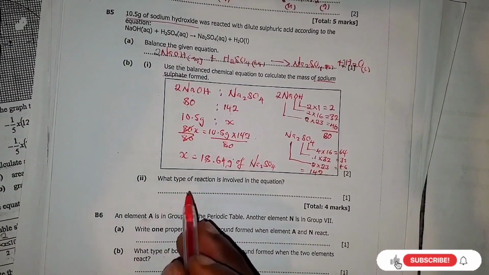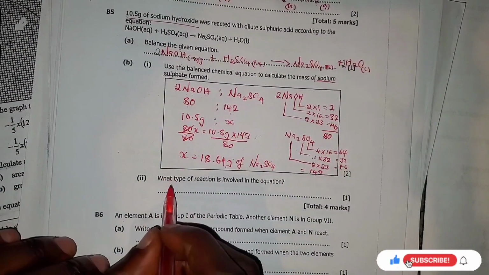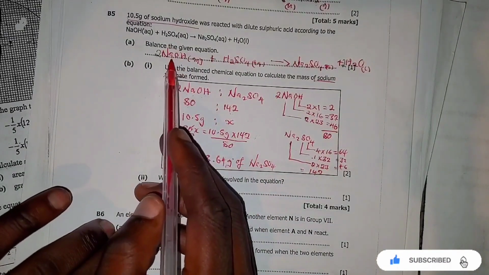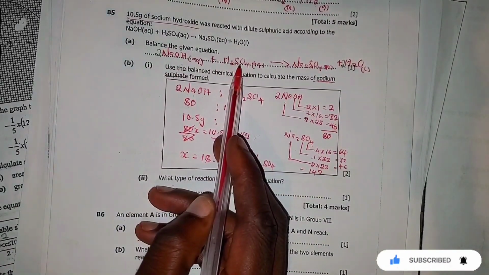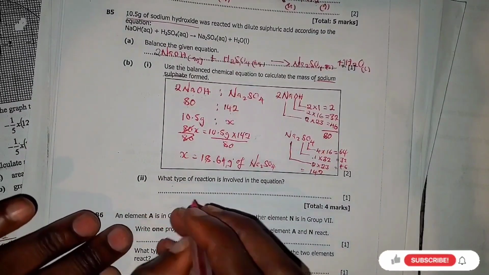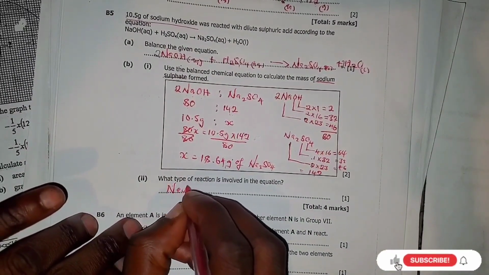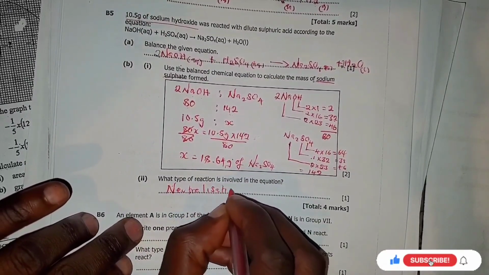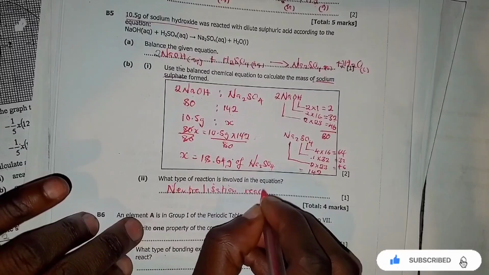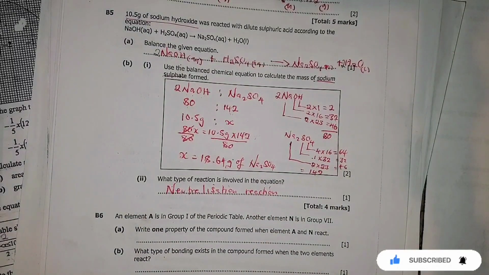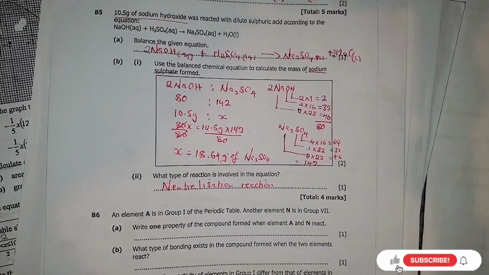Then the question Roman number 2, B2, what type of reaction is involved in the equation? This is a base and this is an acid. So this is a neutralization reaction. Okay, that's question B5. Let's go to B6.